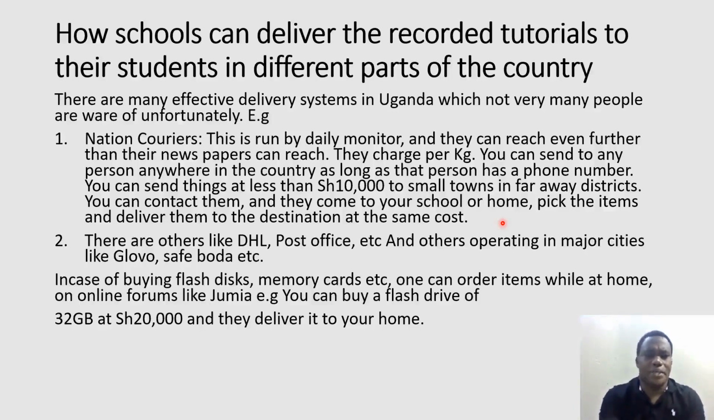In case somebody is wondering where they can buy flash disks, memory cards, or whatever, one can order items while at home using online platforms like Jumia. You can buy a flash drive of 32 gigabytes at 20,000 shillings and they deliver at home. Or you can buy from a nearby electronic shop. These are just examples of things you can do.